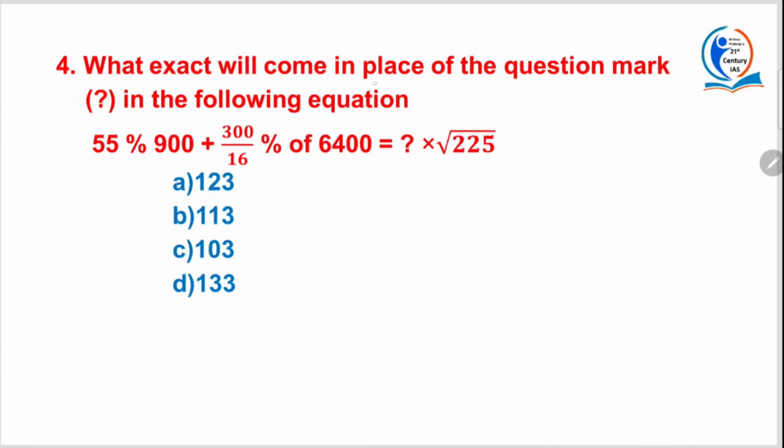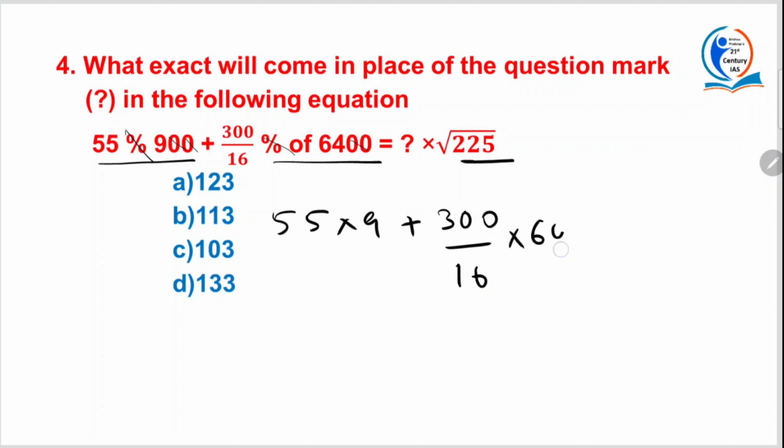Next, what exactly will come in the place of the question mark in the following question? 55% of 900 plus 300 by 16% of 6400 is equal to x into root over 225. Here, the same thing: percentage and 2 zeros will get cancelled, percentage and 2 zeros will get cancelled. So this equation can be written as 55 into 9 plus 300 by 16 into 64 is equal to x into root over 225.